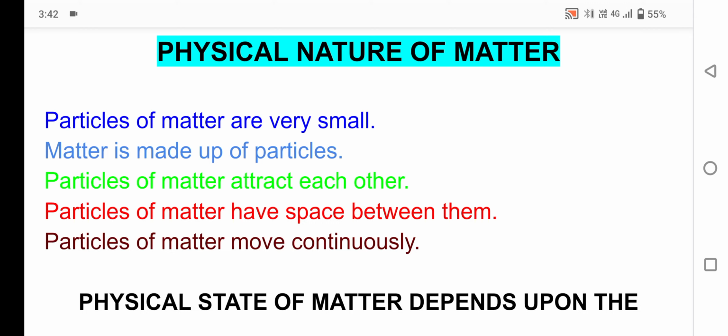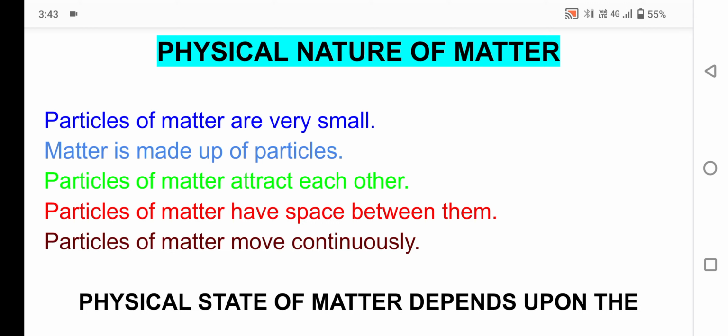Yes, the particles of matter are very small. If you put a drop of blue ink into 500 ml of water, the water will turn blue. Again, take a drop of this solution and put it in another 500 ml of water. Again, the water will turn blue. However, the blue color fades. This shows that a drop of ink contains millions of particles, which in turn shows that the particles of matter are very small.